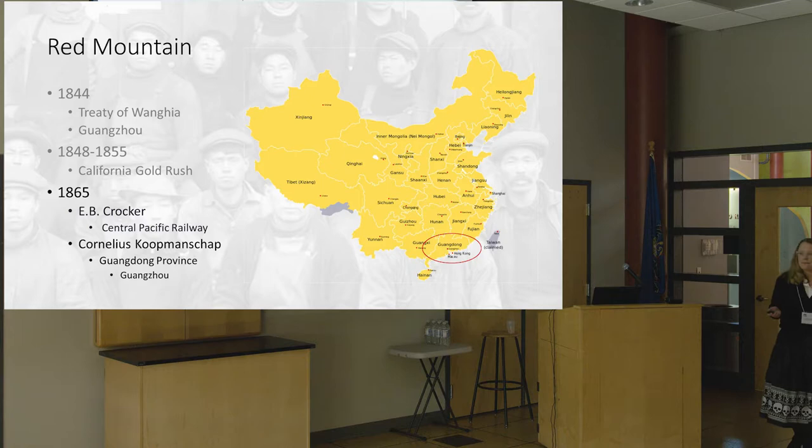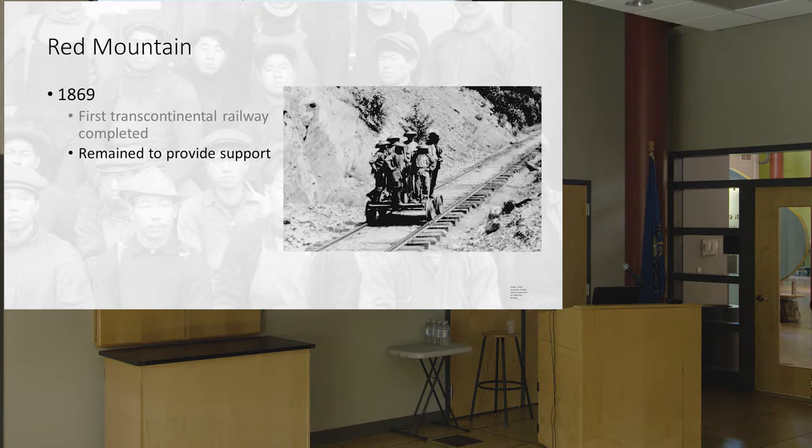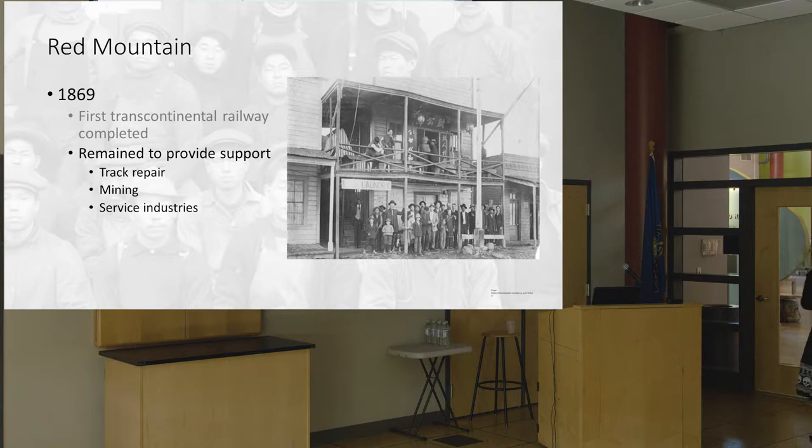And in 1869, huzzah, the first transcontinental railway is completed, which is awesome. And the individuals who worked on it, because they were specialists and they actually created it, were retained to provide support. In addition, they were doing track repair, mining, which is huge in the state of Wyoming, and service industries. There's a reason why there's that clothing company called Chinese Laundry. It was a thing.